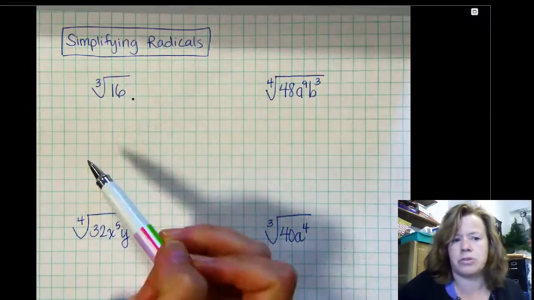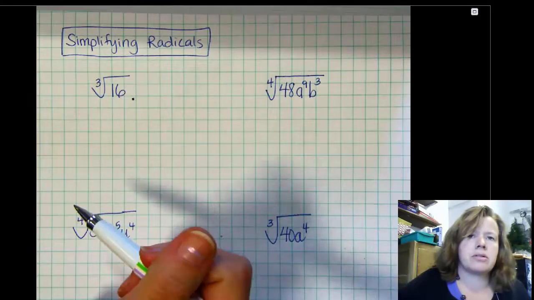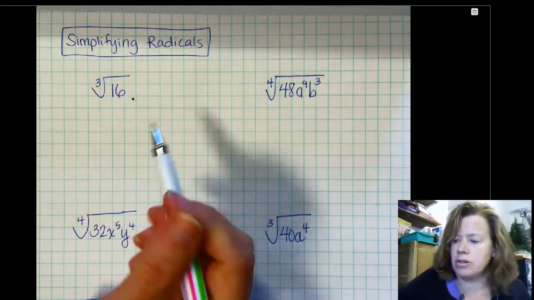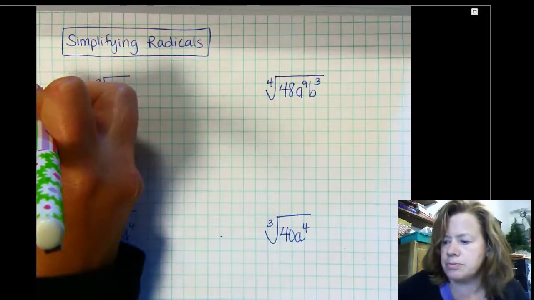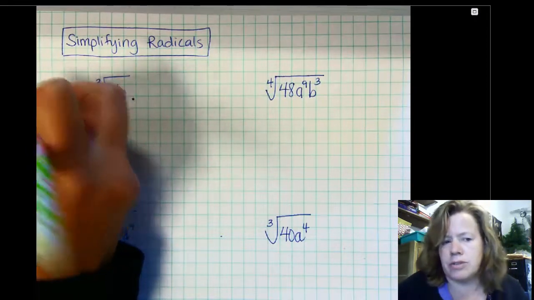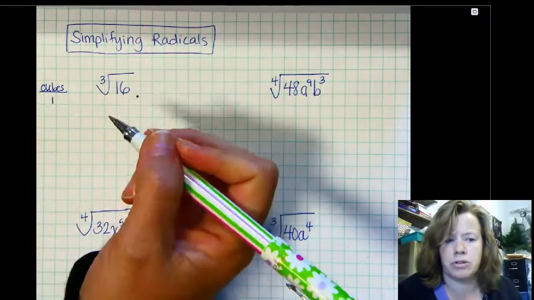This is a cubed root, so I need to find a perfect cube. We're really good with our square roots. Other roots aren't so easy. So off to the side, I'll often make a list of cubes, just so that I have kind of a quick reference. So for example, 1 cubed is 1, so 1 is a perfect cube.